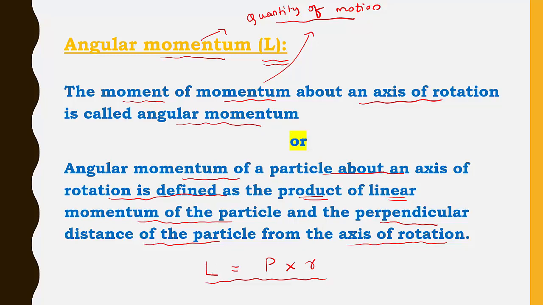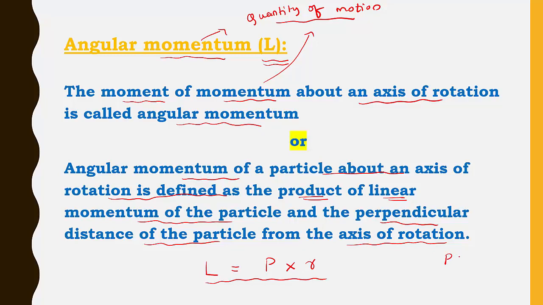Using this equation you can easily define it. Angular momentum is defined as the product of linear momentum and perpendicular distance. Where to where? From the particle to the axis of rotation, or from the center of mass to the axis of rotation. So L equal to P cross R. This is the equation for angular momentum.